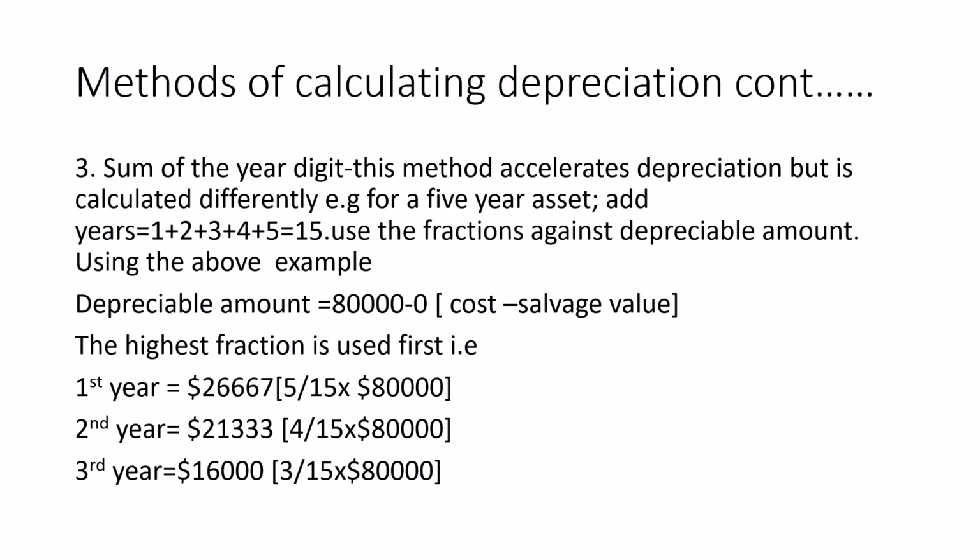This method accelerates depreciation, but is calculated differently. For example, for a 5-year asset, add the years. So you're saying this is a 5-year asset. The asset will last for 5 years. So you're going to add the first year to the second year to the third year. So you add all those years and you're going to get a total of 15.